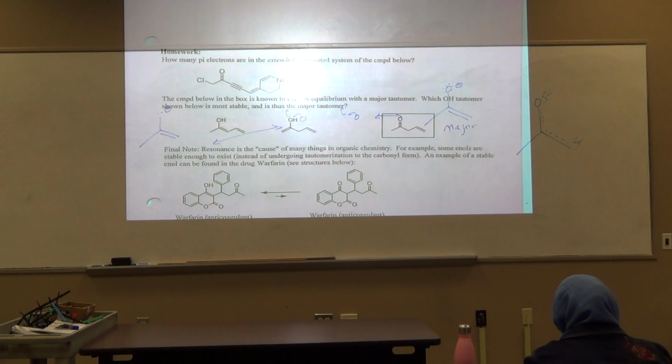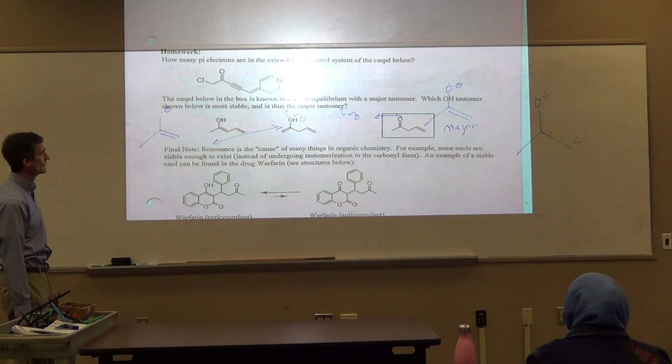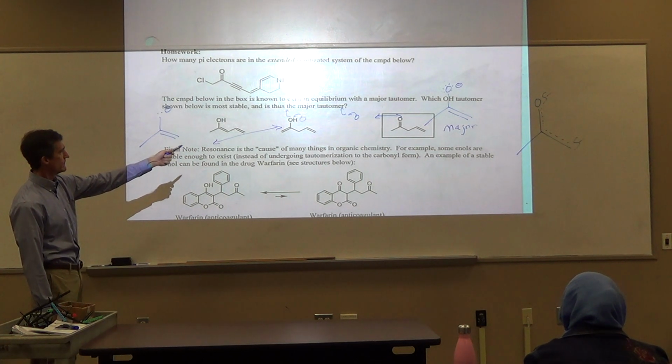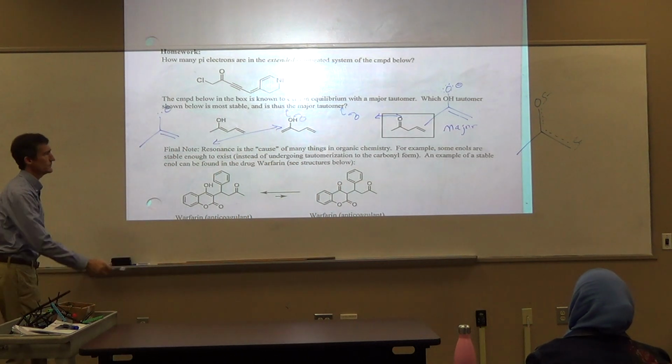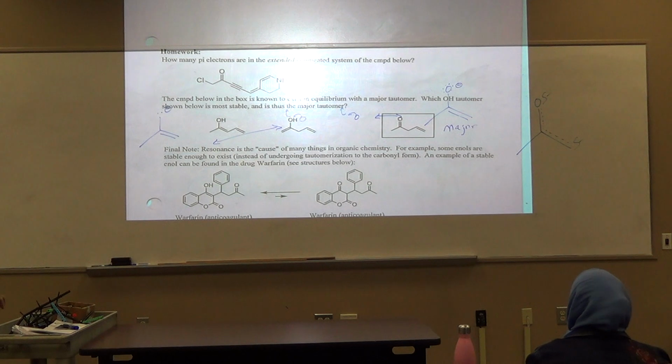The compound below in the box is known to exist in equilibrium with a major tautomer. Which OH tautomer shown below is most stable and thus the major tautomer? Both of these are tautomers of that one over there. Everybody agree? Both of these are enol tautomers of the one in the box. Which one is more stable and thus going to be the major one at equilibrium? The one on the left. Why the one on the left? Because there's more electrons participating in the conjugated system. Yeah, there's more conjugation.